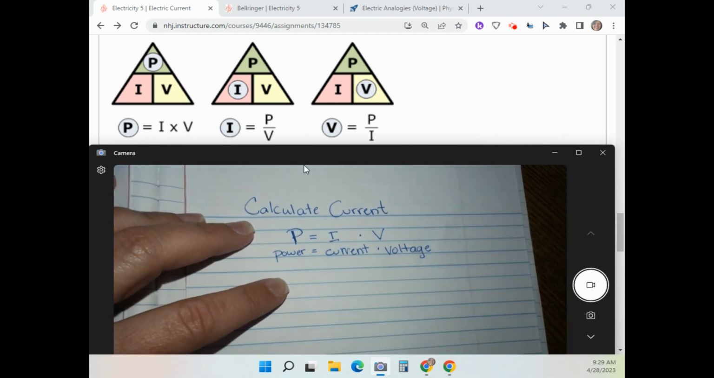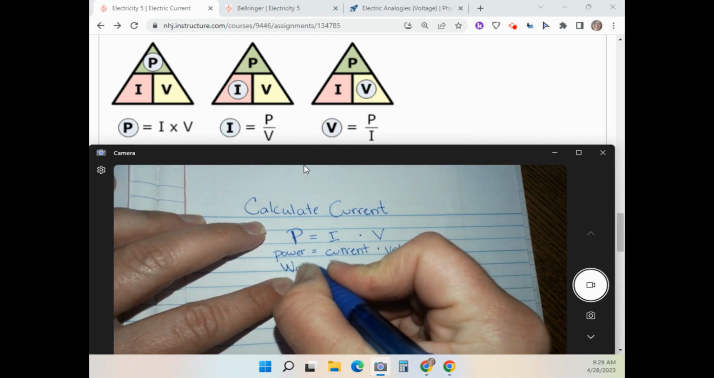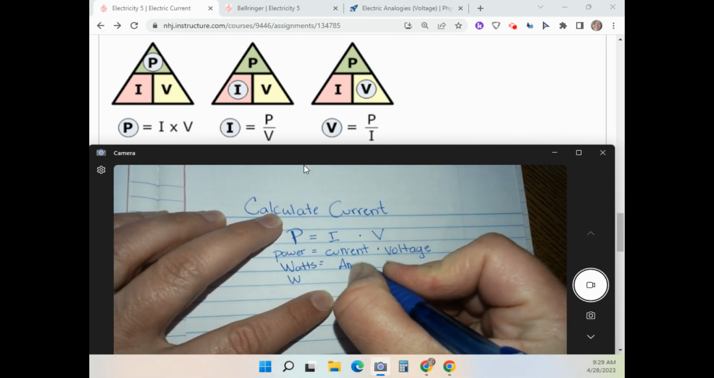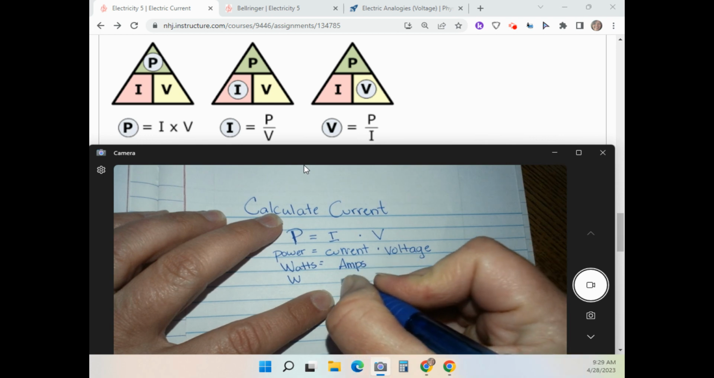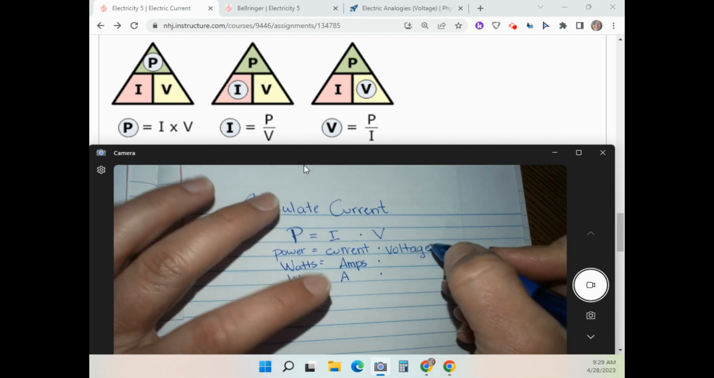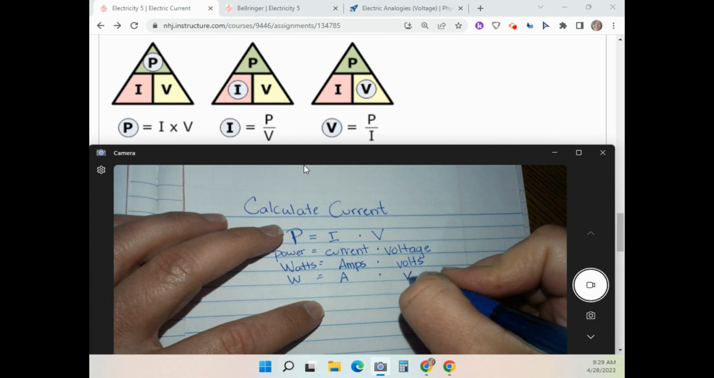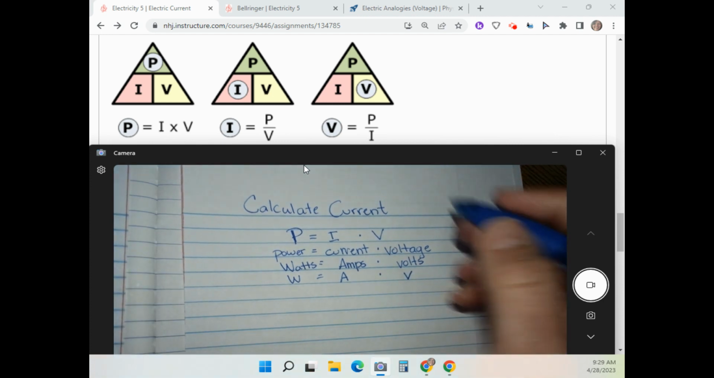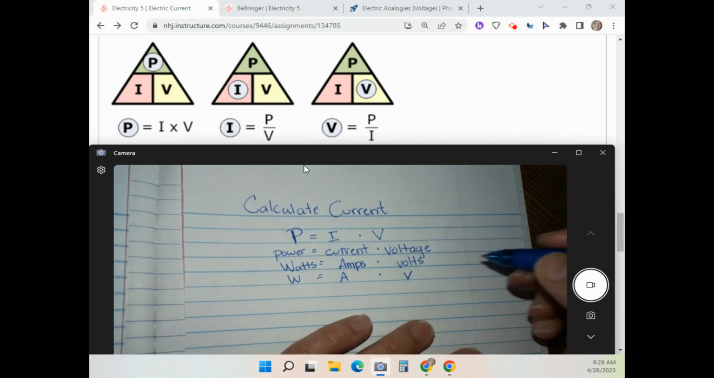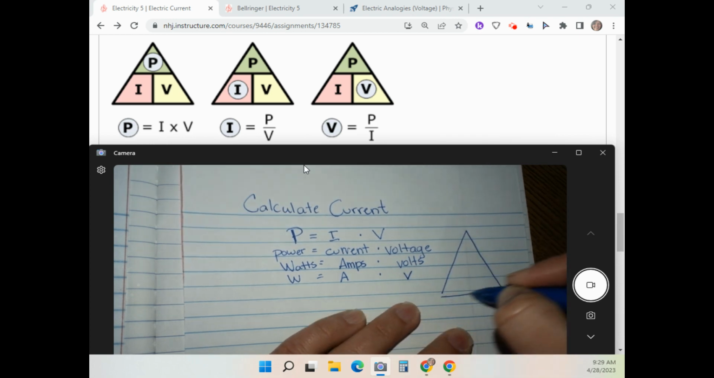So we'll see that power is in watts, which is a W. Current is in amps or amperes, which is usually denoted with an A. And voltage is measured in volts. So sometimes we use that word interchangeably, and it's often denoted with a V. So power equals current times volts, and we can go ahead and put our cheater triangle right here.